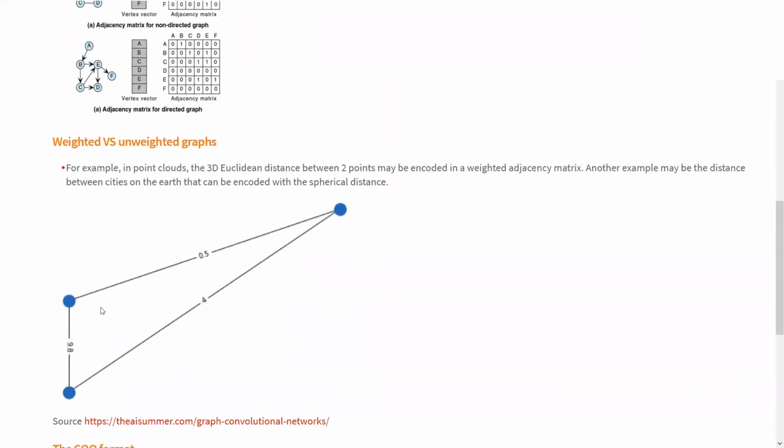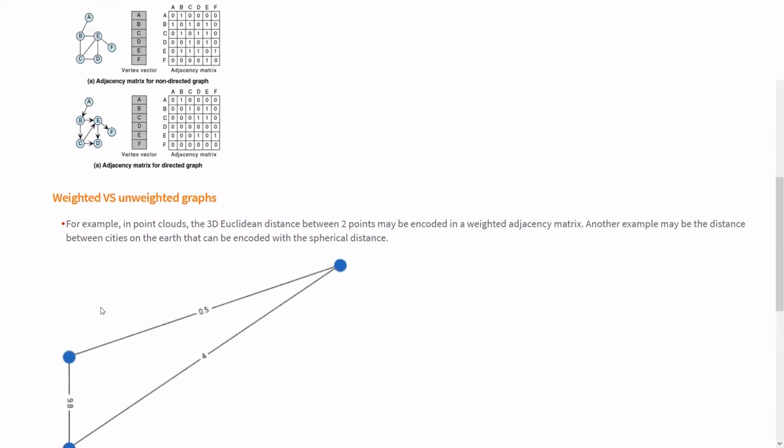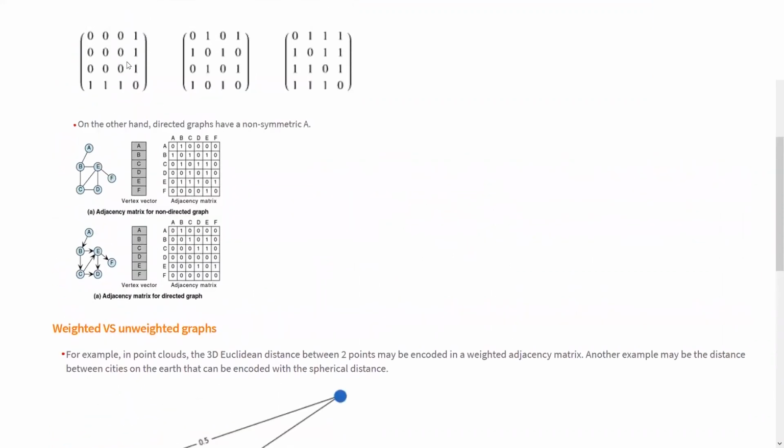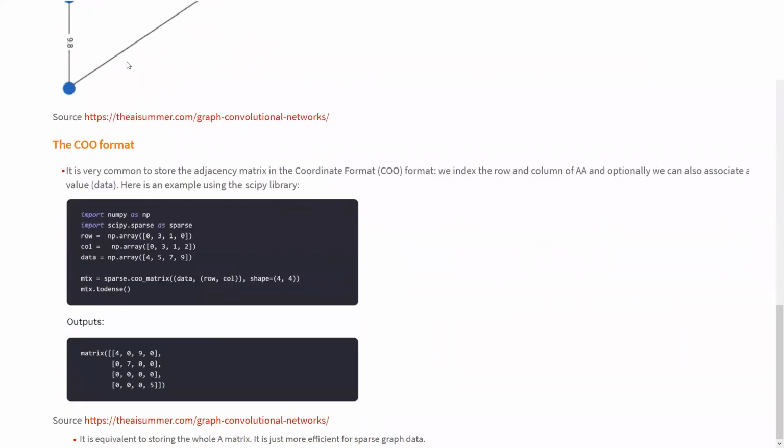Also, the link or edge can be weighted, so the adjacency matrix will not be limited to 0 and 1. And for a big data set, you need some sparse representation.